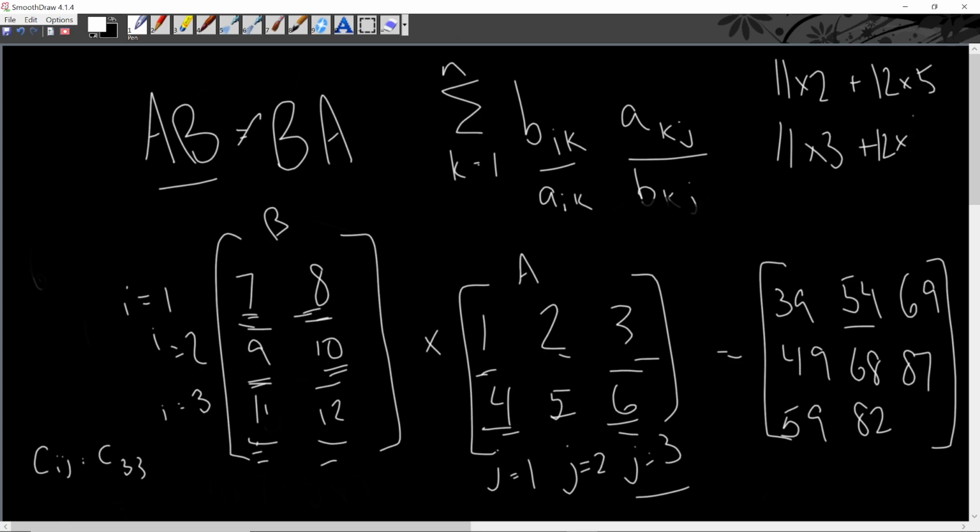So that's going to be 72 plus 33. That's going to be 105.